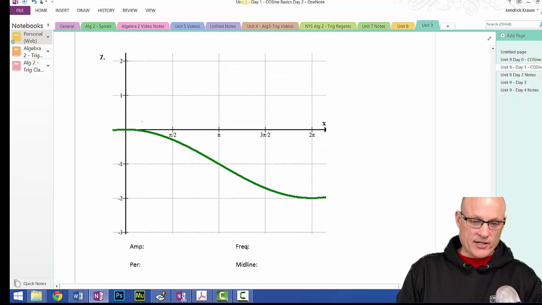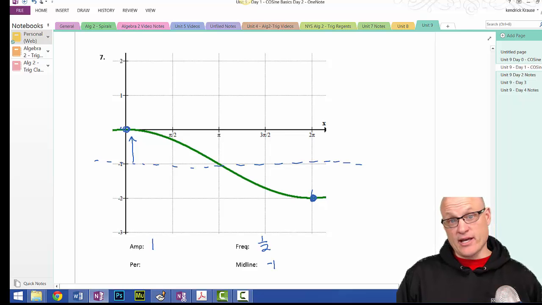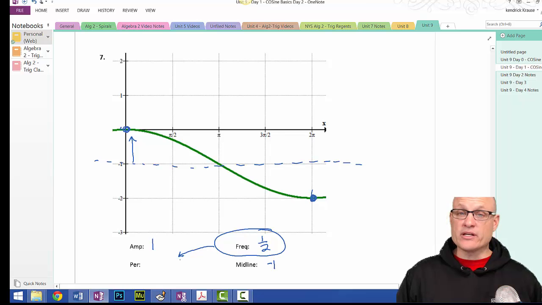Last problem. All right, here's my max, and from what I can tell, this is my min. That makes this my midline. Okay, so my amplitude to the maximum is 1. My midline is -1. Now, how much of this curve was finished in 2 pi? Only half, so my frequency is a half. And if I can only finish half of a curve in 2 pi, how long would it take me to finish the entire curve? If 2 pi for half, then it's going to take 4 pi for the whole curve.